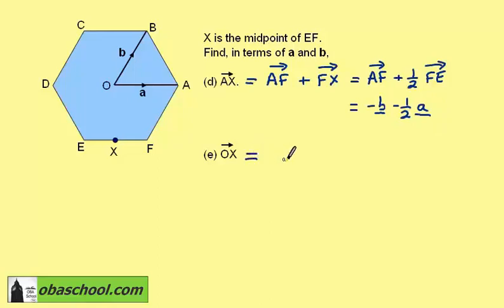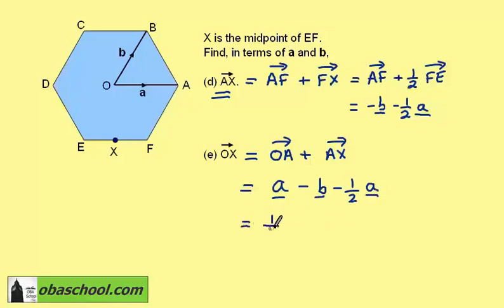To go from O to X, we can use a result that we've just found. To go from O to X, we can go from O to A, and then use AX. So our journey is from O to A, and then from A to X. OA, we can see from the diagram, is a, and AX is minus b minus a half a from part d above. So we get a half a minus b.